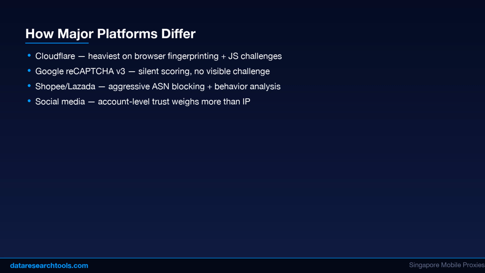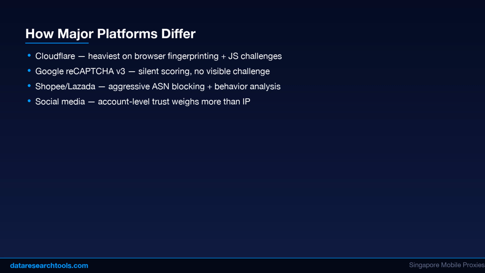Platforms like Shopee, Lazada, and other Southeast Asian e-commerce platforms use custom detection tuned for their user demographics. Their expected traffic is heavily mobile from carrier networks. A Singapore mobile carrier IP is genuinely expected traffic for Shopee Singapore. The network signal layer passes almost automatically. The remaining friction comes from browser fingerprint and request patterns.